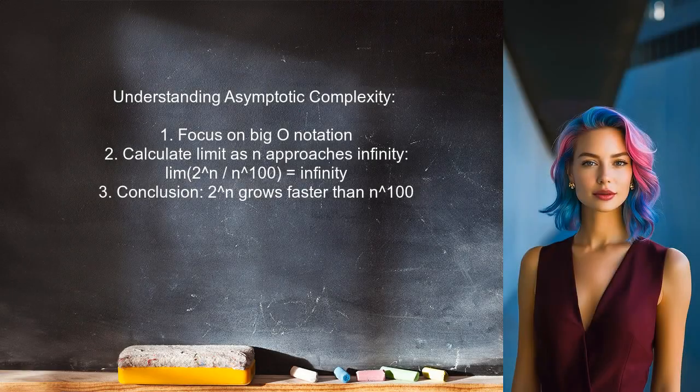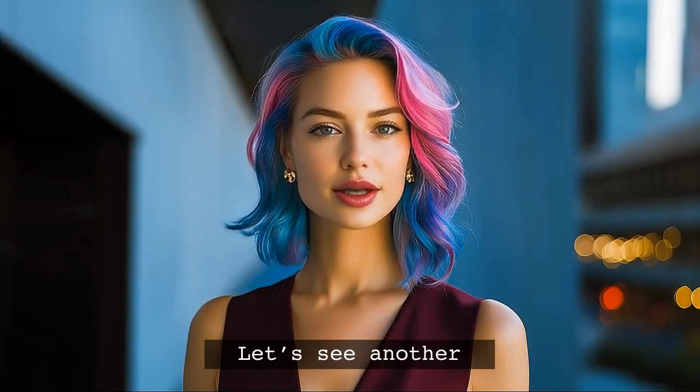This user clarifies that big O notation focuses on asymptotic complexity. They explain that as n approaches infinity, the limit of 2 to the power of n divided by n to the power of 100 approaches infinity. This means that 2 to the power of n grows significantly faster than n to the power of 100. That's the end of that answer. Let's see another perspective.